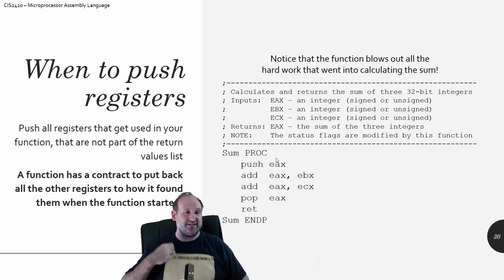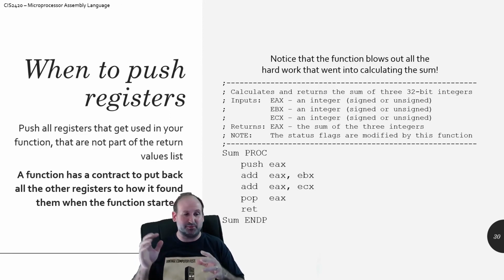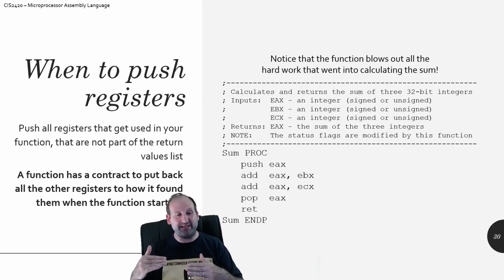The only time there is a chance to push and pop it is when you basically have a void function, a function that does not return anything. Then EAX is part of the game. But otherwise, you never push pop EAX, but you push pop everything else you use.